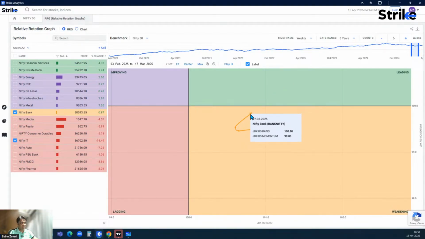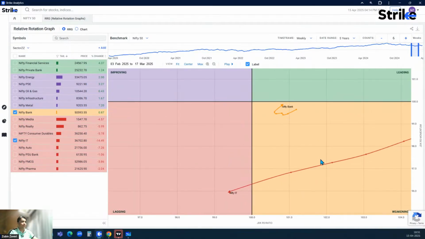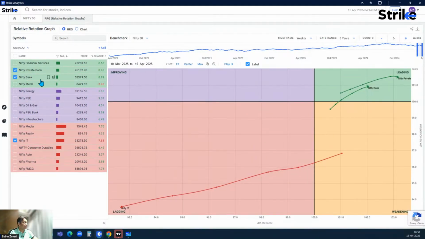So in the 17th of March week, what we could have done, if you are handling a portfolio, is book profits from IT, or exit IT and get into the banking sector. Or you can look at private banking, because private bank is better compared to PSU bank. Where is PSU bank? Here, PSU bank is still in the improving quadrant, but private bank is over here in the leading quadrant.